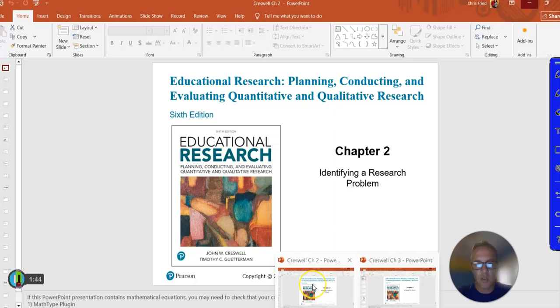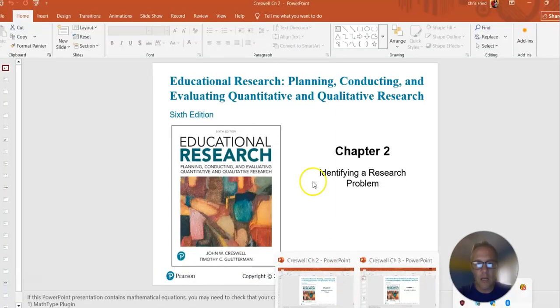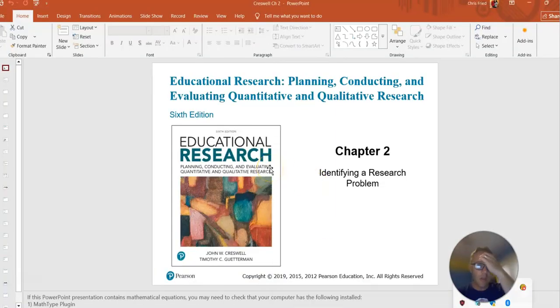Okay, with that said, just a quick touch base on Chapter 2. So Chapter 2 talks about identifying a research problem. This textbook is about different types of research, putting it together, conducting it, evaluating it, and again, it's going to be a surface level review of this information.